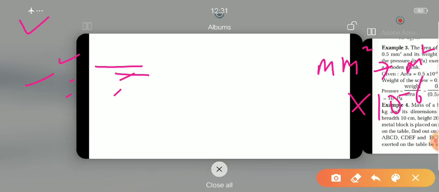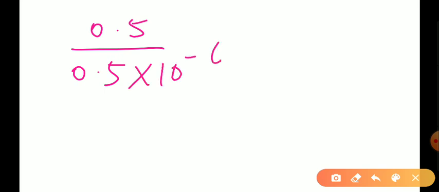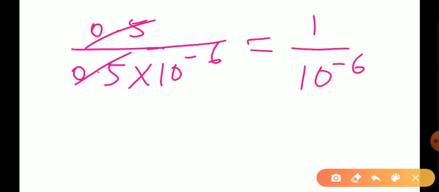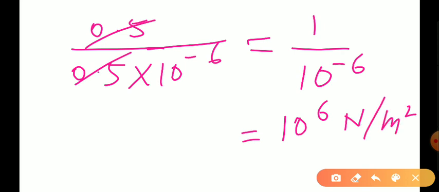If I want to show this calculation, I can show over here what we are having. We are having 0.5 upon 0.5 into 10 raised to minus 6. So when we cancel this, we will be having 1 upon 10 raised to minus 6. And when we write this, it will become 10 raised to 6 and the unit will be Newton per meter square. Now let's go towards the next example.